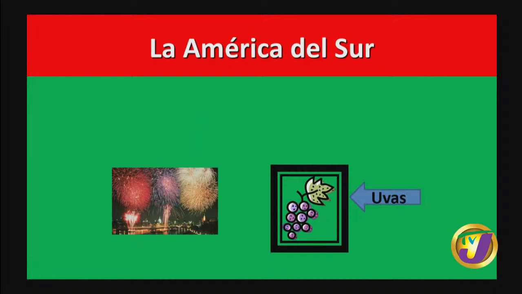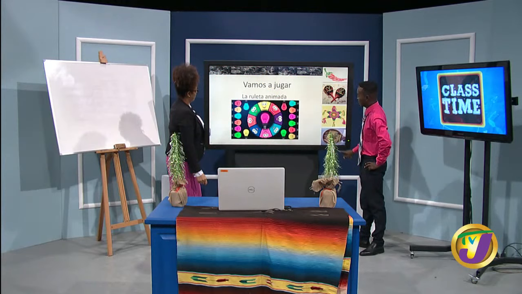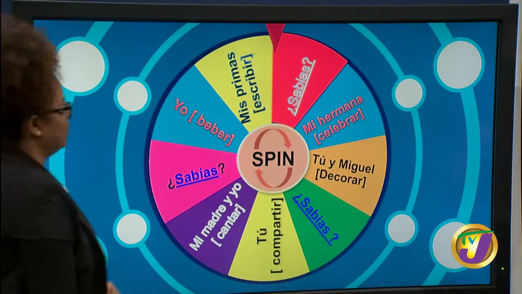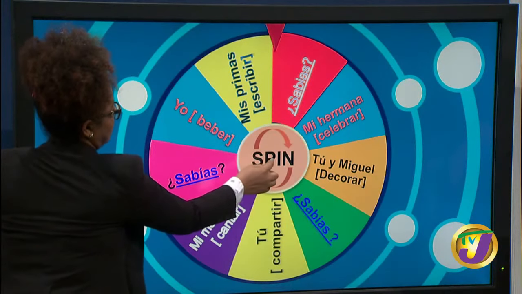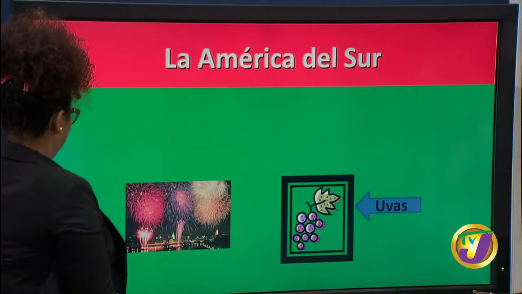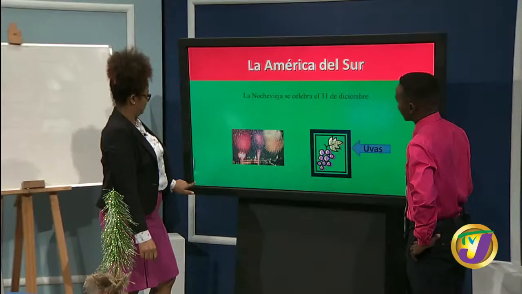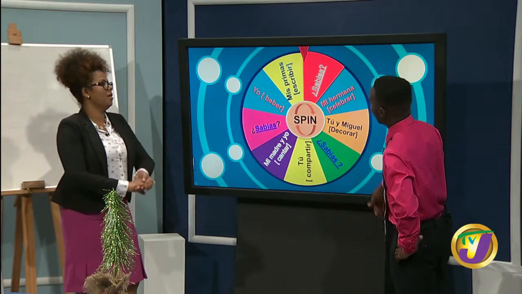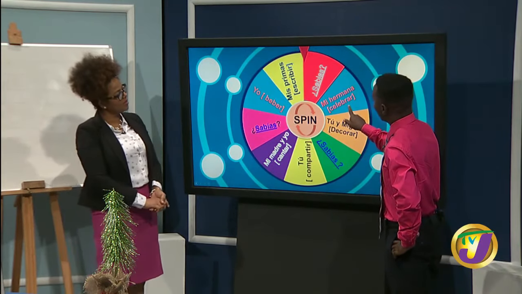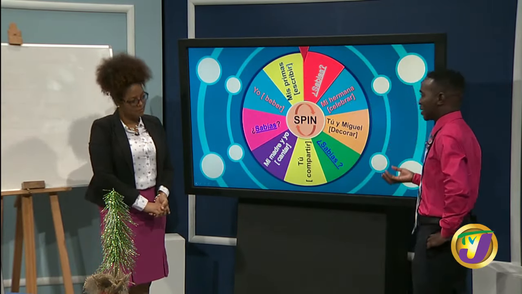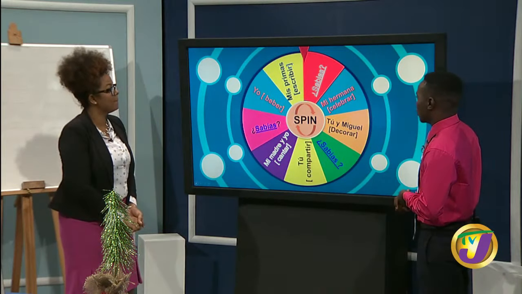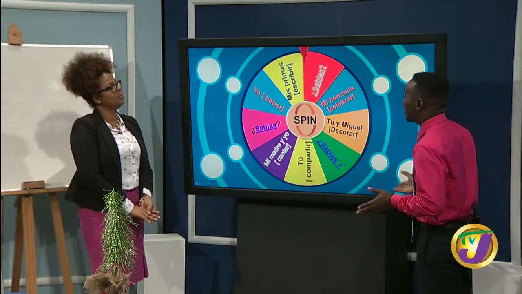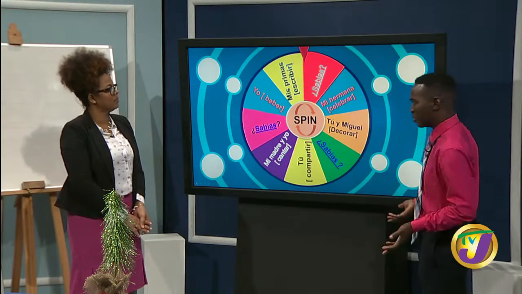Lo siento. We should spin, okay. Right? And then, oh, y entonces. Okay, let's see. Now, we have it goes on this one. Mi hermana celebrar, por ejemplo. So we could say, students, mi hermana celebrará la Navidad en el campo.